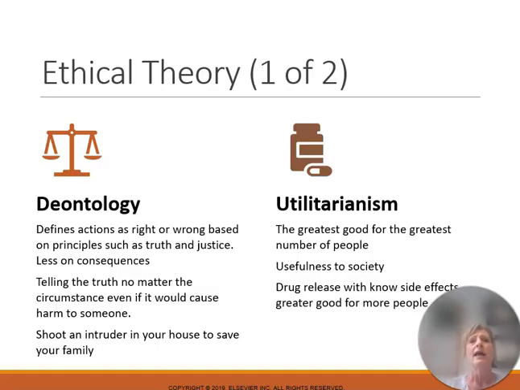One is deontology, and basically this defines actions as right or wrong based on principles of truth and justice. They're not really worried about the consequences so much. They're worried about making sure the truth gets out there. So it's telling the truth no matter the circumstances, even if it's going to cause harm to somebody else. So that's deontology. So deontology might be, I feel like it's okay that I shoot an intruder that's coming into my house to do harm because they were going to harm me. And I'm not worried about the consequences right now. I'm just worried about justice. You know, they were doing something that was illegal and I took care of it, and this is what happened.